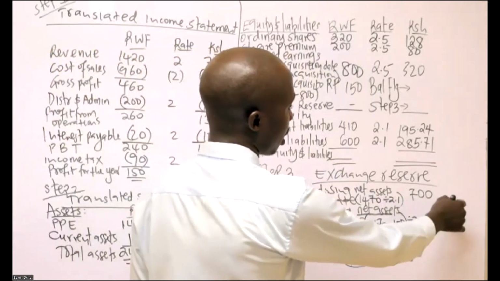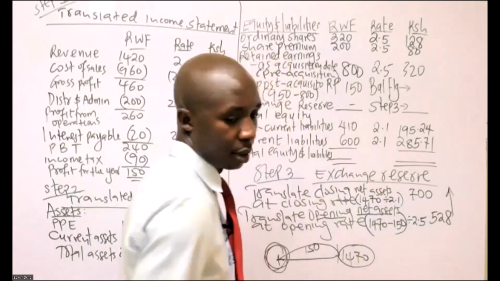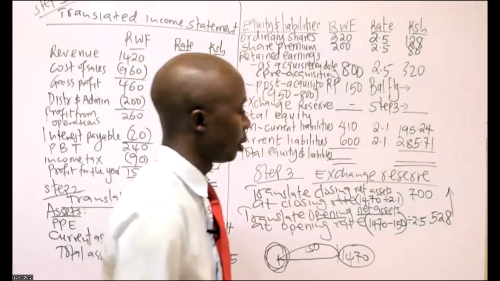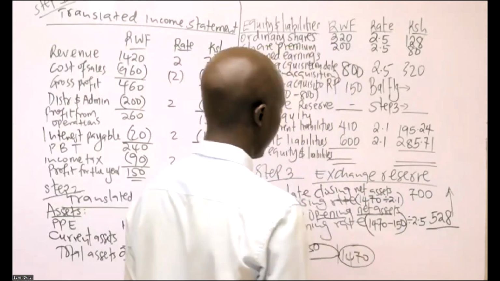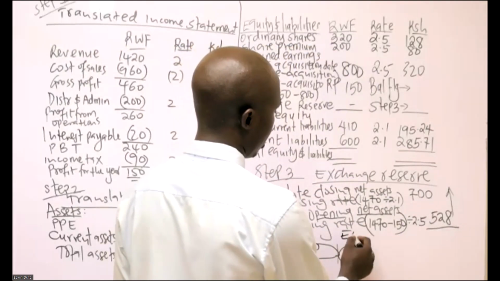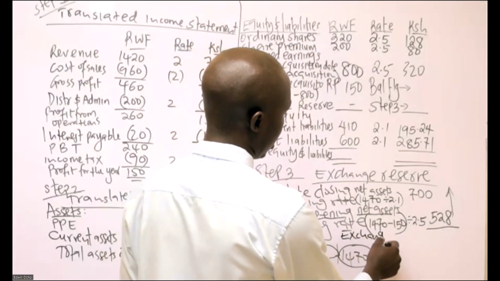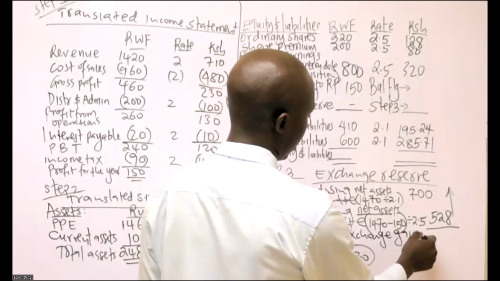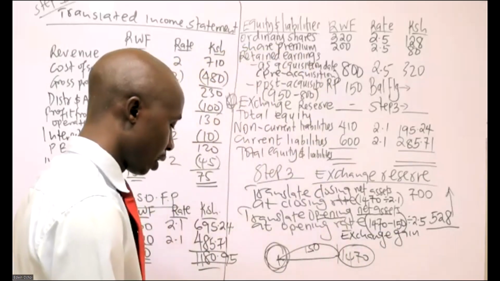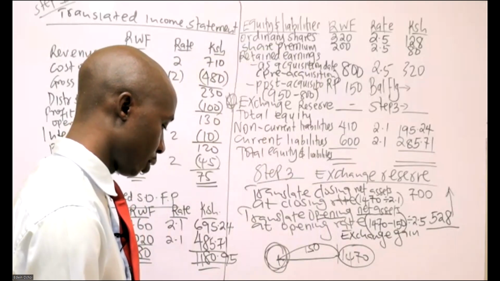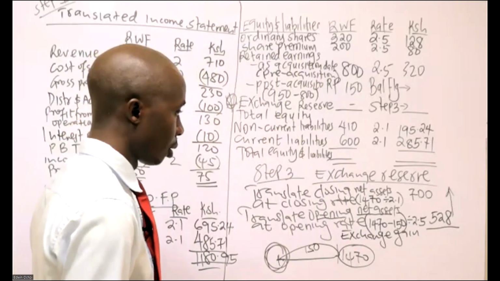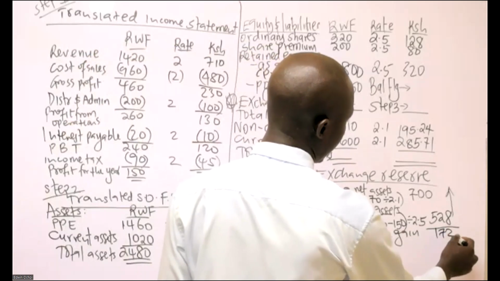This is the closing. So the closing is higher than the opening, meaning that it's an exchange gain. An exchange gain of 700 minus 528, 172.